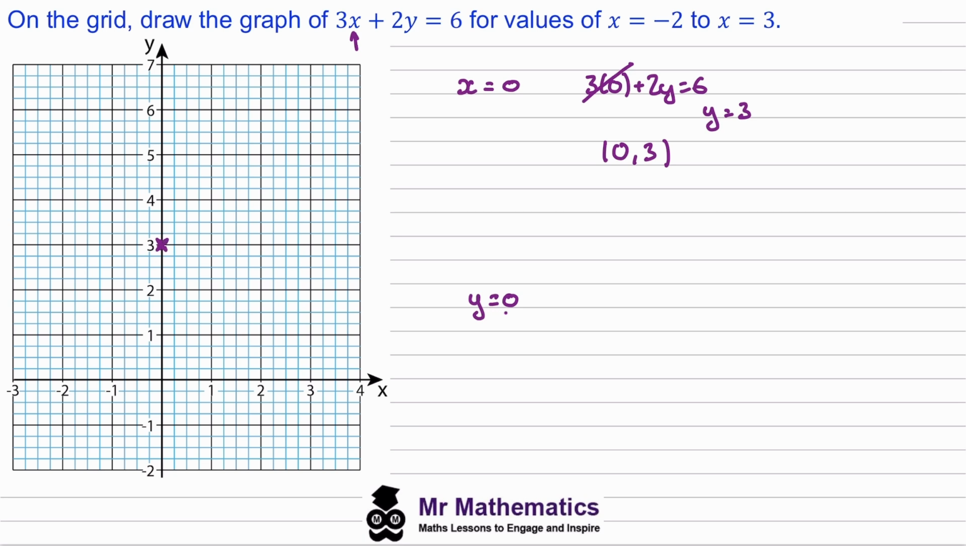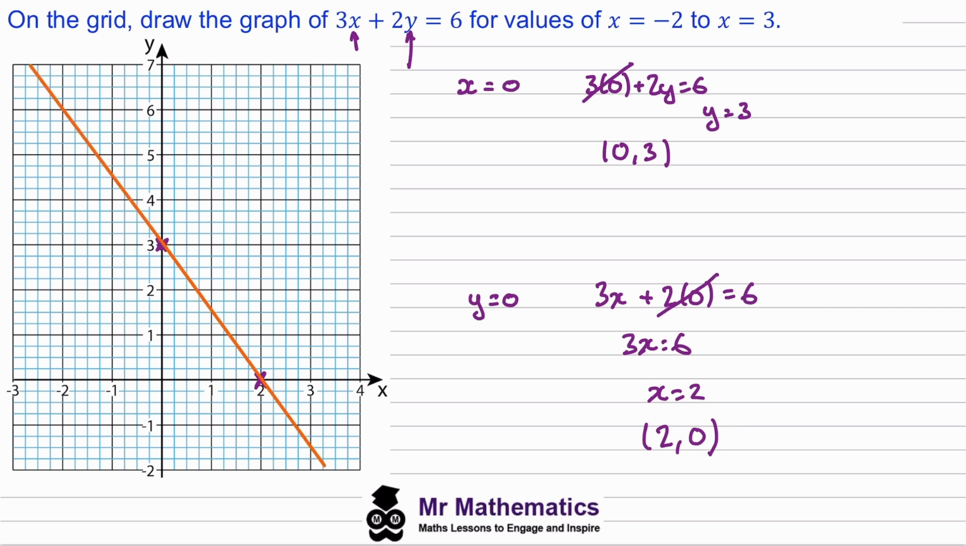So then when y equals 0, we'll substitute that into here. So we've got 3x plus 2 lots of 0 will make the 6. 2 times 0 will make 0. So 3x will equal 6, x will equal 2. So our coordinate will be 2 and 0, which I can plot here. So I can join these together to make a straight line. Then we can check this works.